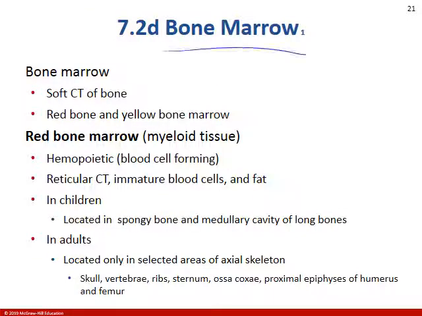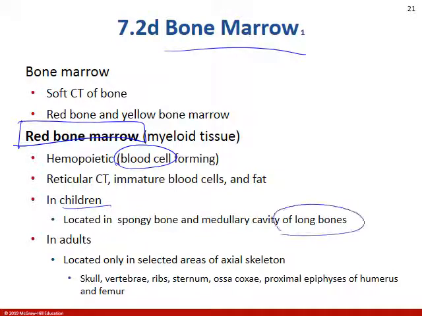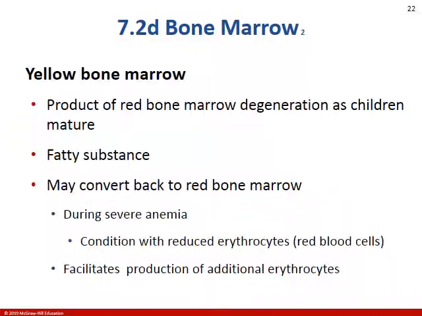A little bit more about bone marrow. We know we have red bone marrow that helps form blood cells. In children, this is going to be in all long bones, so in the spongy bone and the medullary cavity of all long bones. In adults, we don't need as much, and you're only going to find it in select areas. So the skull will still have it, vertebrae, ribs, sternum, parts of your humerus and your femur, the proximal epiphyseal end, the end that's closest to your trunk.